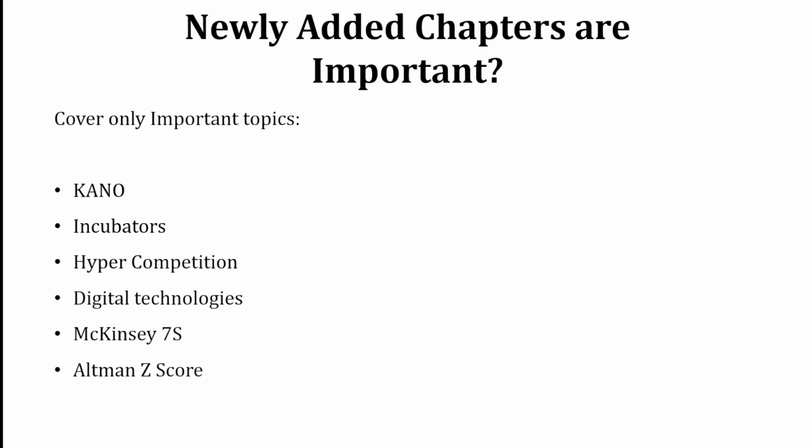Now, just covering how the newly added chapters are important. See, you do not have to cover each and every topic that is given in the newly added chapters. There are some important topics which you will cover and you will pass the examination. So these are the important topics: KNO, incubators, hyper competition, digital technologies, McKinsey 7S and Altman Z score. McKinsey 7S and Altman Z score questions should compulsorily be done from the study material MCQ parts.